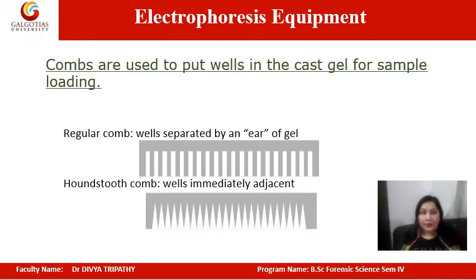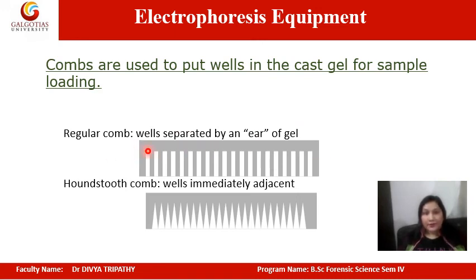The second component used in the electrophoresis equipment is the combs. These are somewhat similar to the combs that we use for dressing our hair. These combs are used to make grooves in the gel so that we can fill those grooves, or wells, with the sample mixture that has to be separated. There are two types of combs for this purpose.